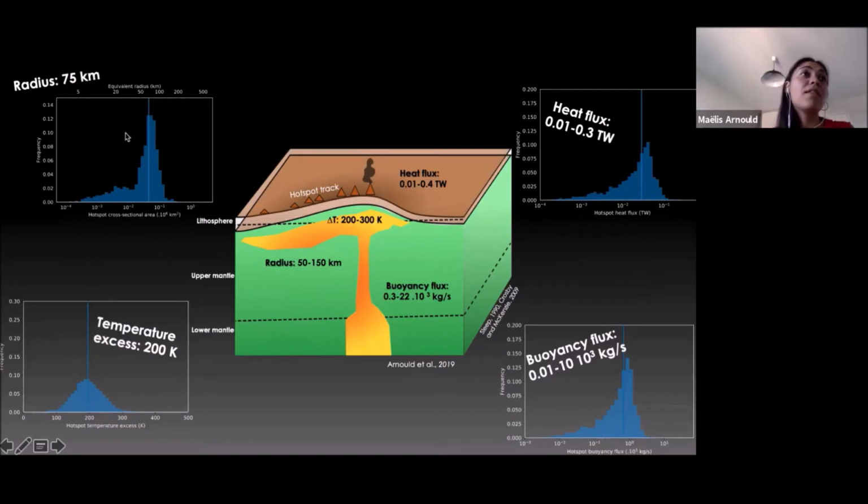And so on these graphs, you can see that in one model, for example, the range of mantle plume radii is about 75 kilometers in the uppermost mantle, which fits the observations. And we can say roughly the same with the heat flux, the buoyancy flux, and the temperature excess.